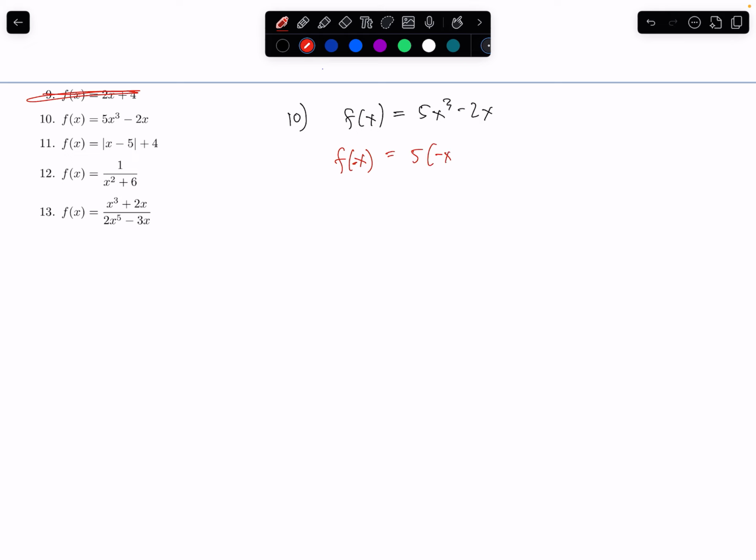F of negative x would be 5 times negative x to the third power minus 2 times negative x. Negative x to the third power is going to be negative x cubed because 3 negatives make a negative. Multiplied by 5, right? And then negative 2 times negative x is a plus 2x, which is negative 5x cubed plus 2x.